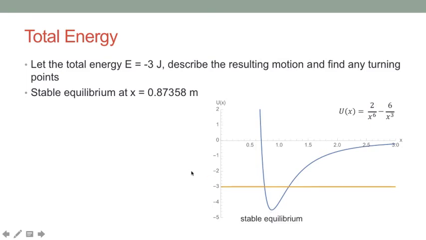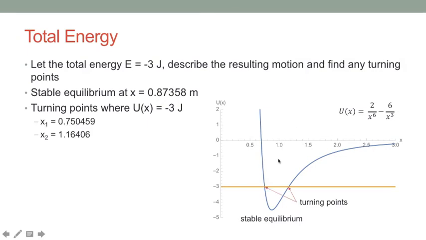Then we want to find the turning points. The turning points are where these two lines cross, right here and right here. So we set this function right here equal to minus 3 and solve it, and we get 2 points. We get these two turning points, one at about 0.75 and the other a little bit greater than 1.16. Those are the two so-called turning points. And again, you can solve those using your graphing calculator and solve them numerically. You don't have to actually plug all these in.